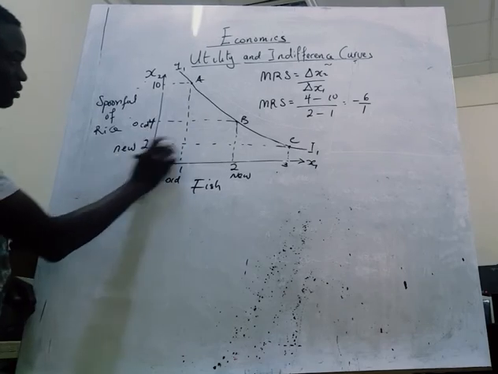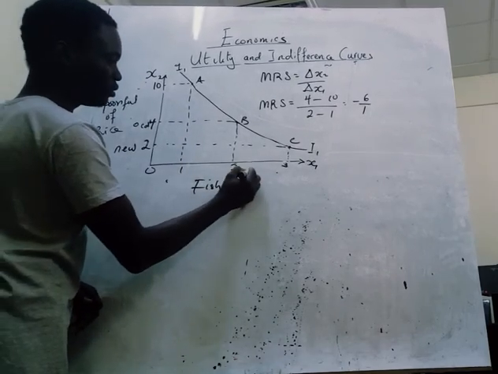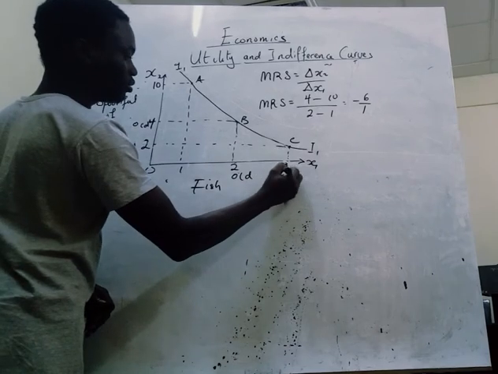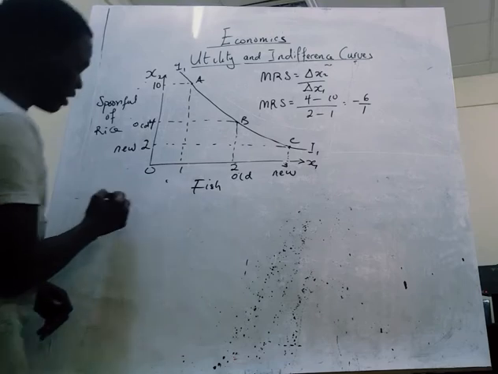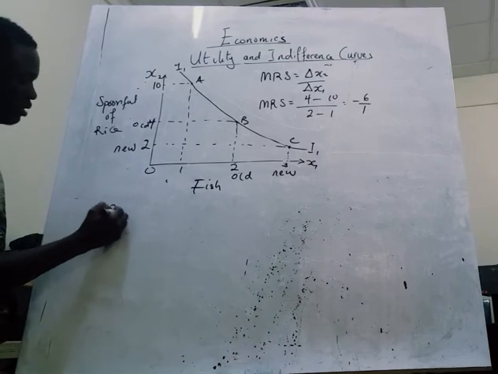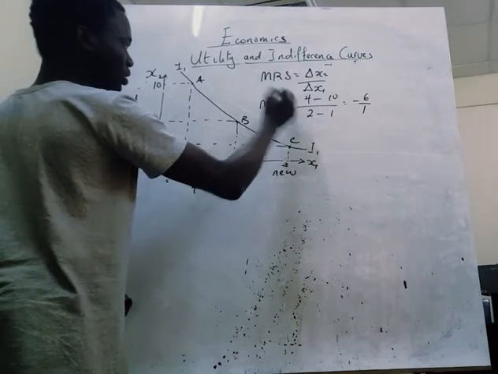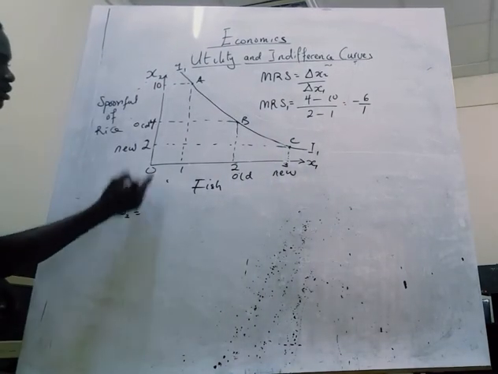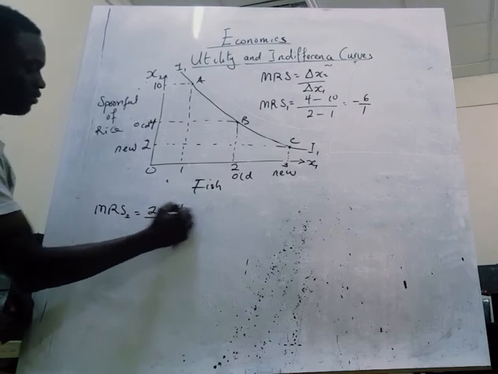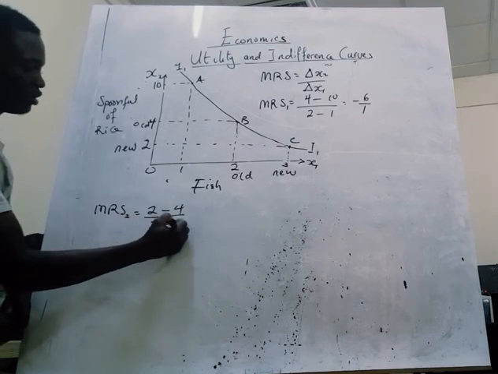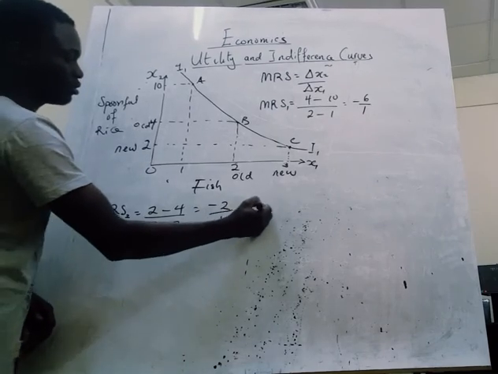Okay, this happens to be the old value now. This is our old value, and this is the new value. Good. So we have new. Okay, so MRS now. Let me call it MRS base 2, subscript 2, subscript 1, equals 2 minus 4 divided by 3 minus 2. So this is minus 2 divided by 1, which is minus 2 and minus 6.